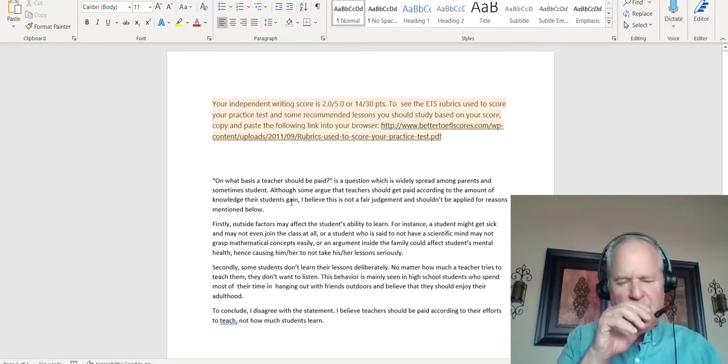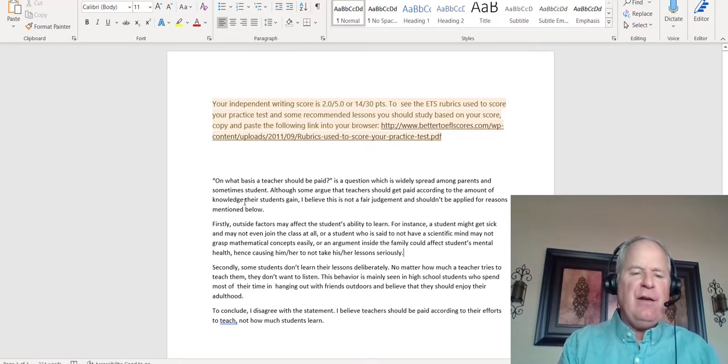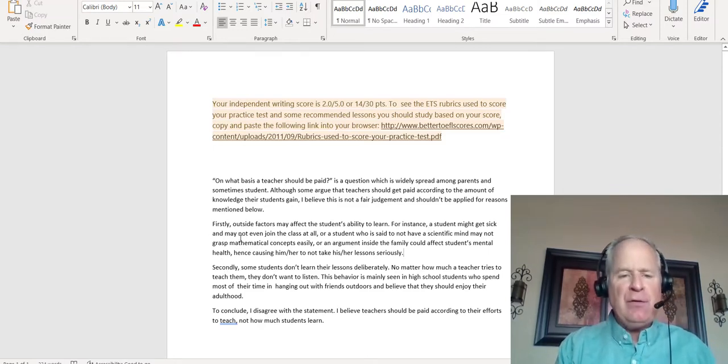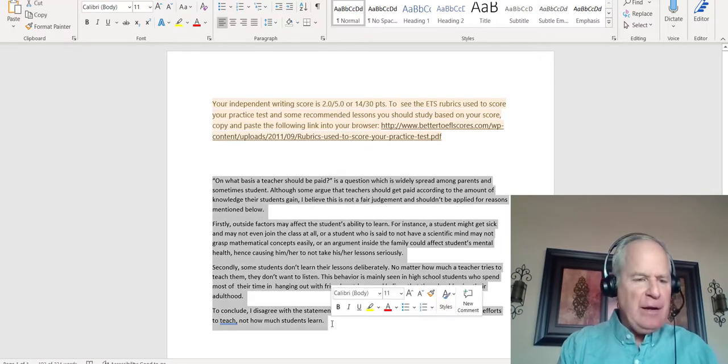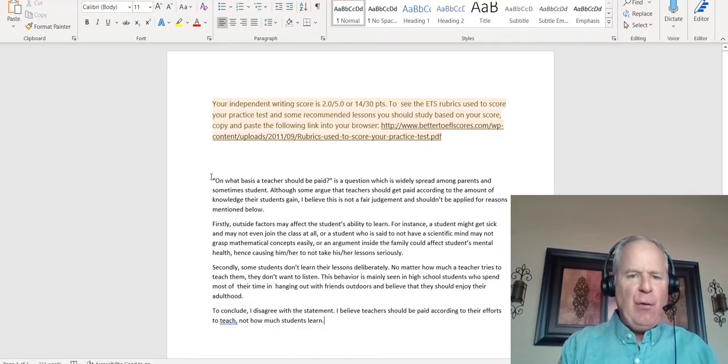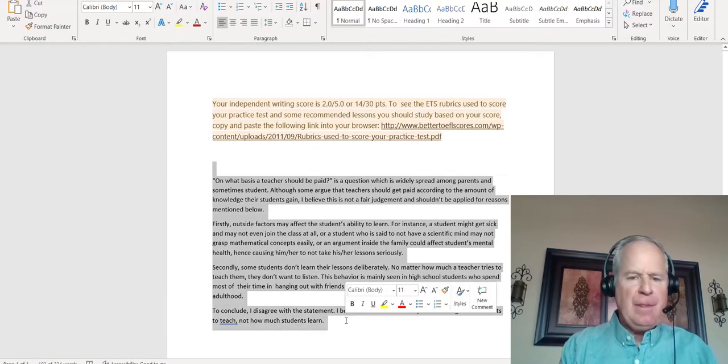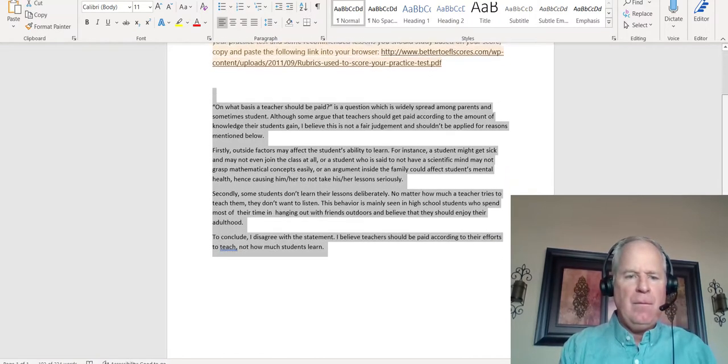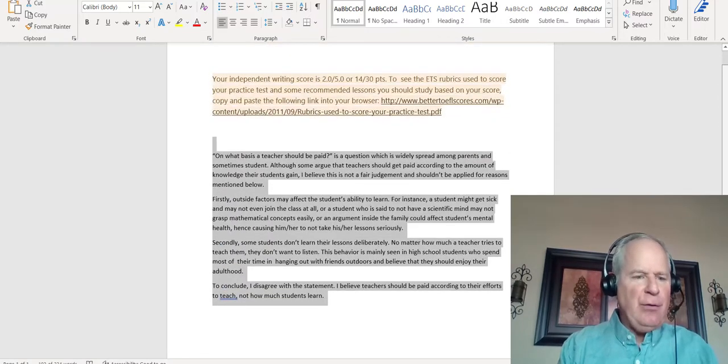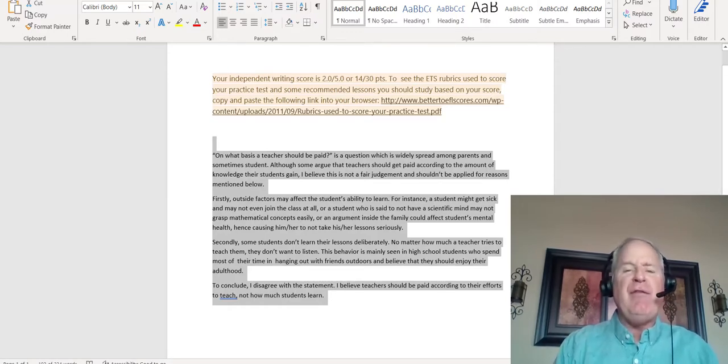So my recommendation, again, is a more specific thesis. Instead of 2 body paragraphs, you have 3. And instead of only writing 193 words here, I'd recommend you write about 500, believe it or not. That's going to show that you can really develop your ideas within that 30-minute time constraint.